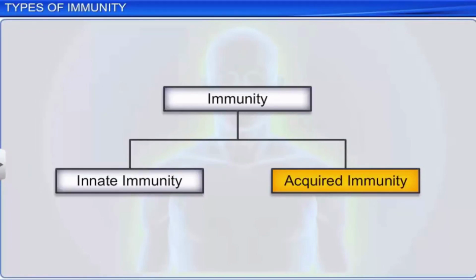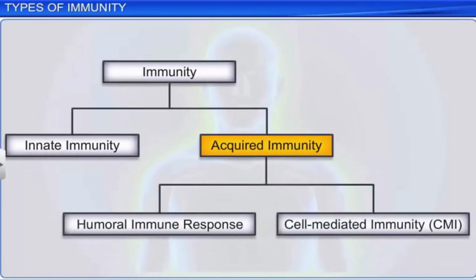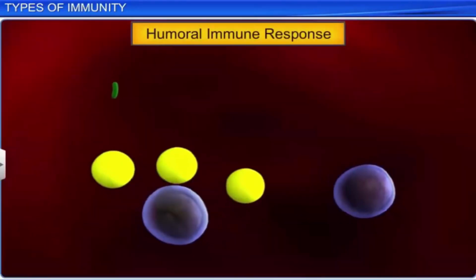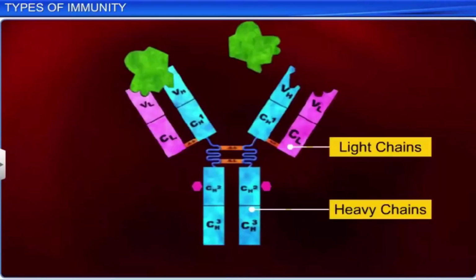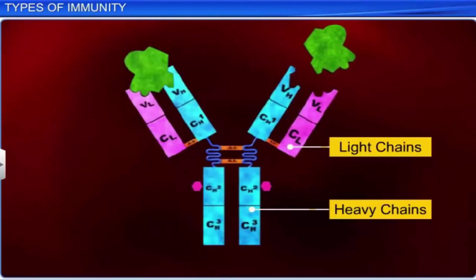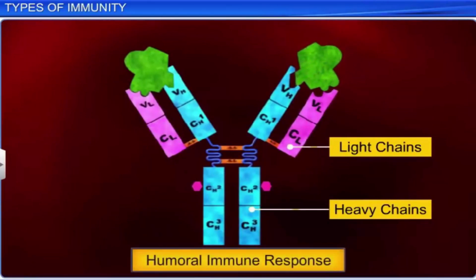Acquired immunity, or the acquired immune response, is primarily of two types: a humoral immune response and a cell-mediated immunity, or CMI. It is the humoral immune response that is carried out by antibodies. Since antibodies are found in blood, it is called the humoral immune response. The word humoral refers to blood or any other body fluid.